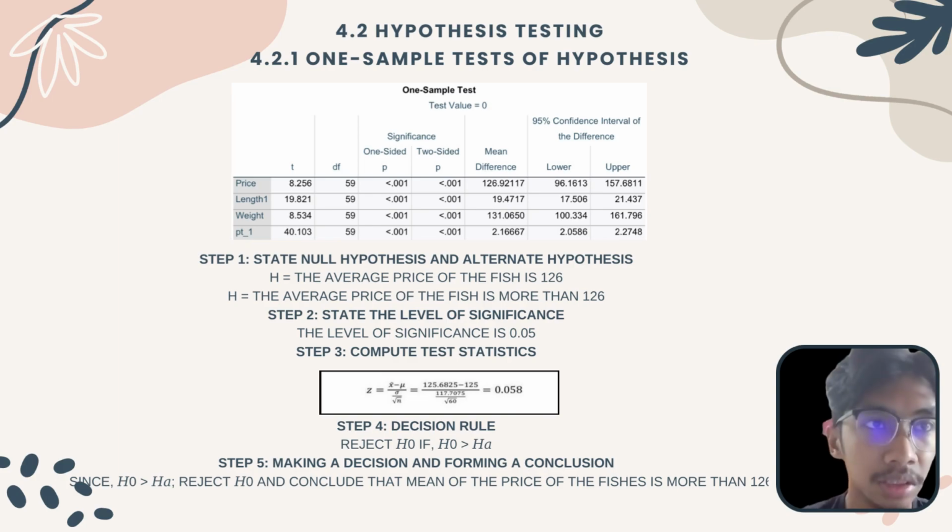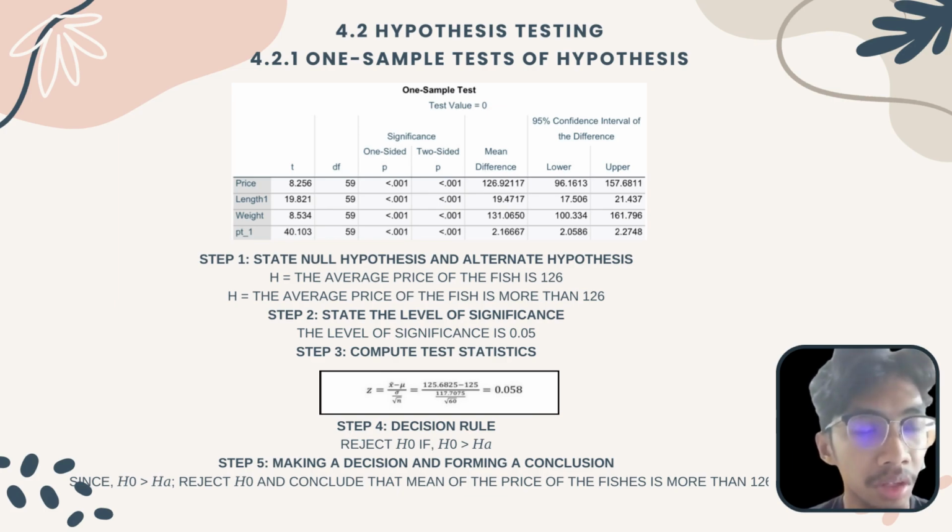For the hypothesis testing, one sample test of the hypothesis. Step 1, state the H-null hypothesis and the alternate hypothesis. H-null, the average price of the fish is 126, and H-alternate, the average price of the fish is more than 126. Step 2, state the level of significance. The level of significance is 0.05.